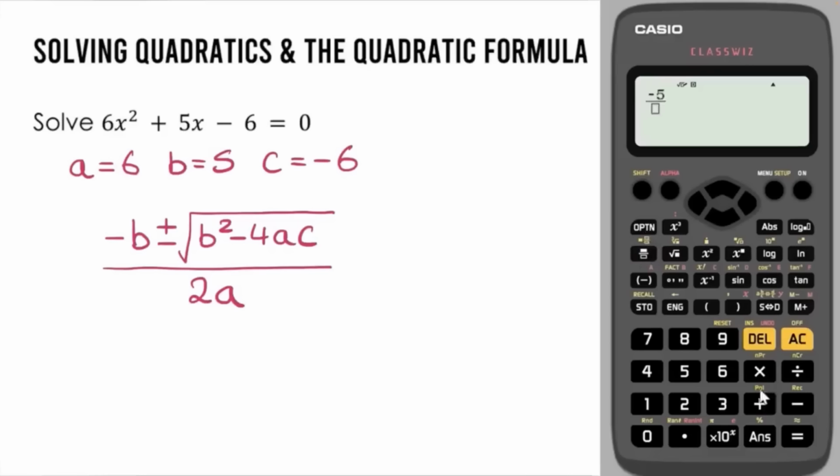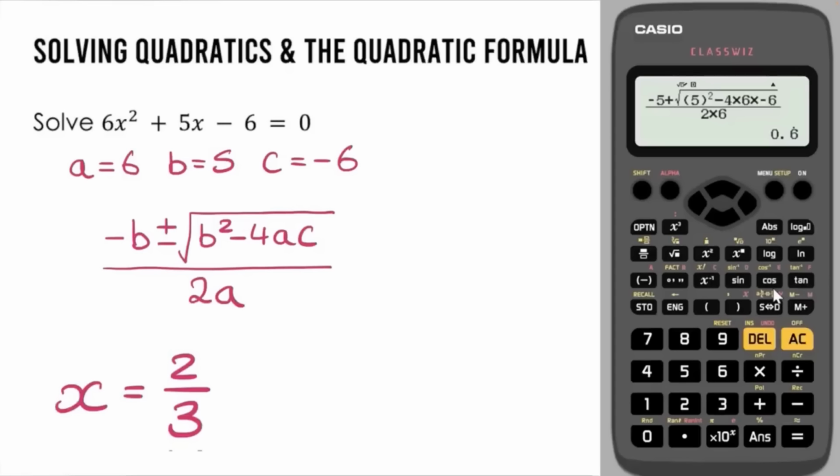So I tend to start with the plus symbol, doesn't actually matter, but we'll start with the plus symbol here and put that b value in brackets. So we have 5 squared here. We're going to take away 4 lots of a, which is 6, and c, which is negative 6. And then on the bottom we have 2 times a, so 2 times 6. We can press equals and we'll get our first solution here. We can write that down as a fraction, or we can convert it into a decimal. Just be careful, this one is recurring.